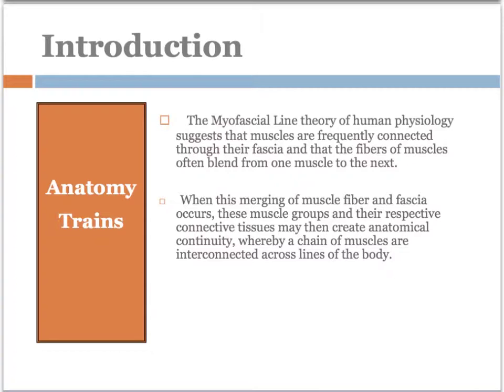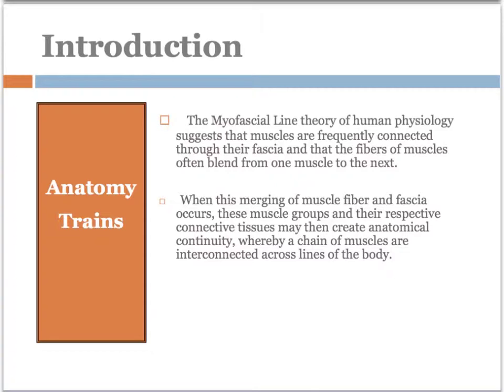So Thomas Myers, the author of our textbook Anatomy Trains, explains that myofascial lines are essentially groups of muscles that are anatomically connected via their fascia, and hence any movement or conversely any imbalance within one muscle of a myofascial line will affect the other muscles and fascia of the same corresponding line.